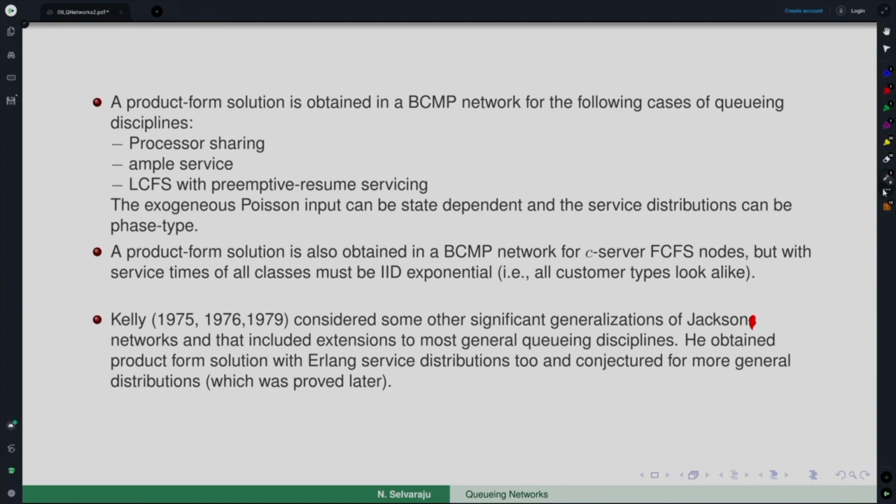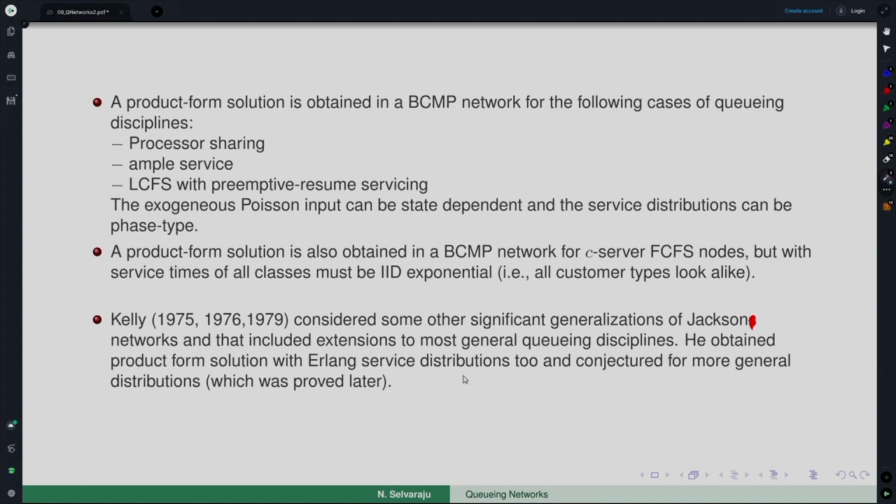In fact, the BCMP, whatever they consider, most of them would also fall within this generalization. He obtained a product form solution with Erlang service distributions in the general setting itself, and also conjectured that it must be true for more general distributions too, because only the mean service time was appearing in the product form. That was the reason, but then it was proved later anyway. So that is true, that for the general case also it is true.